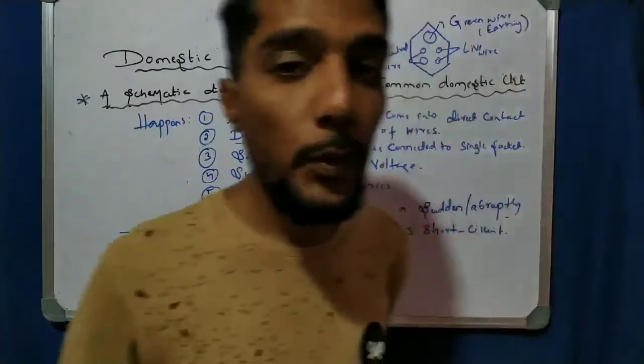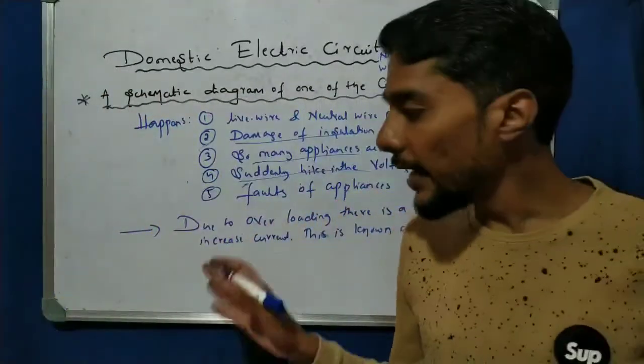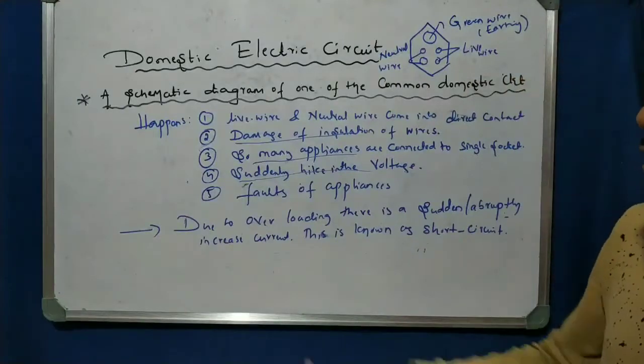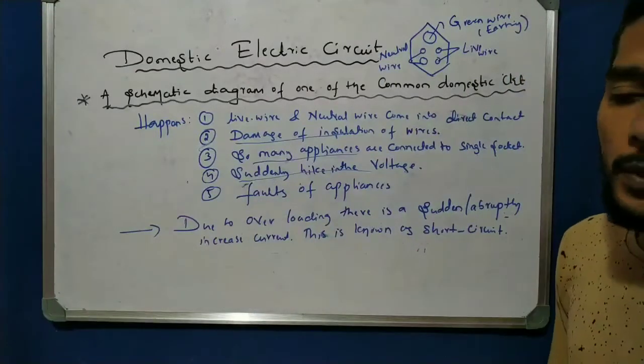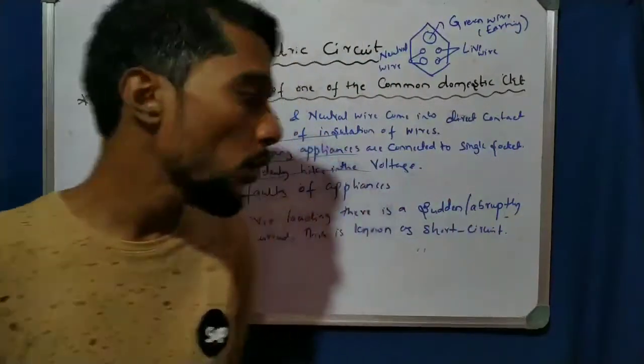And these shorts are actually prevented by the fuse. If sometimes the fuse is not there or the fuse does not work, it means a short circuit happens. So why does a short circuit take place? It is due to overloading. Okay, what is the reason behind short circuit? The reason behind short circuit is overloading.